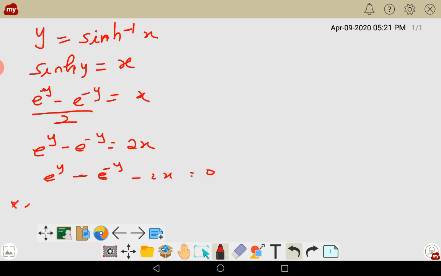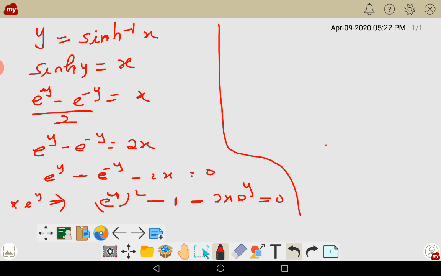Multiply by e raised to y. In this equation you get (e raised to y) square, e raised to y into e raised to negative y will be 1, minus 2x into e raised to y, which is equal to 0. Rearrange them, what do you get? (e raised to y) whole square minus 2x e raised to y minus 1 is equal to 0. This is a quadratic equation in e raised to y.